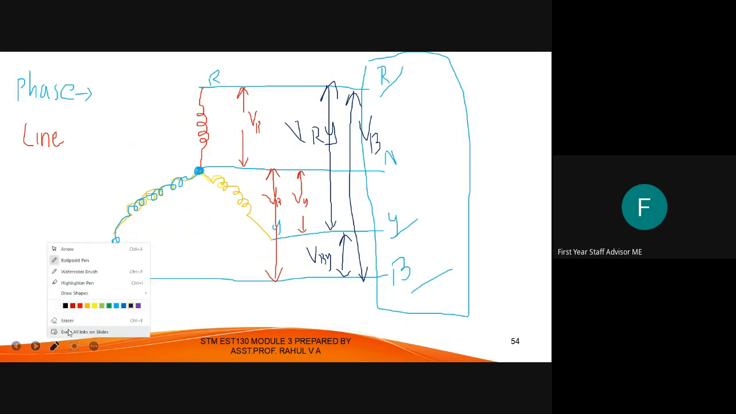I'm going to delete all these things. For example, I'm taking one line voltage, VRY. This is not phase voltage, this is line voltage, VRY. It is the voltage between two lines, between VR and VY. What is this VRY actually? It is the potential difference between R winding and Y winding. So I can write VRY is equal to VR minus VY.